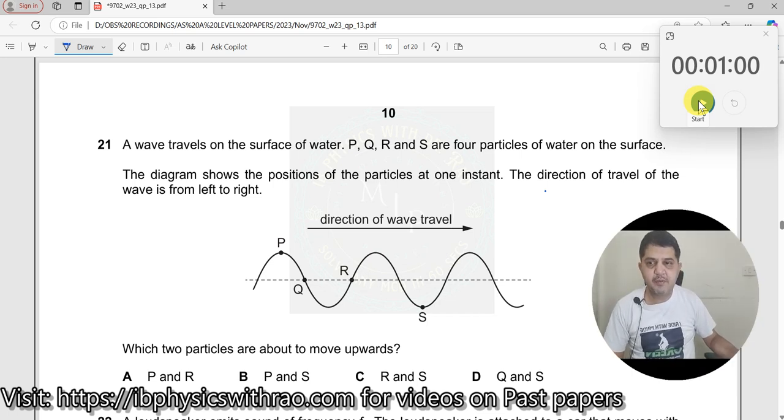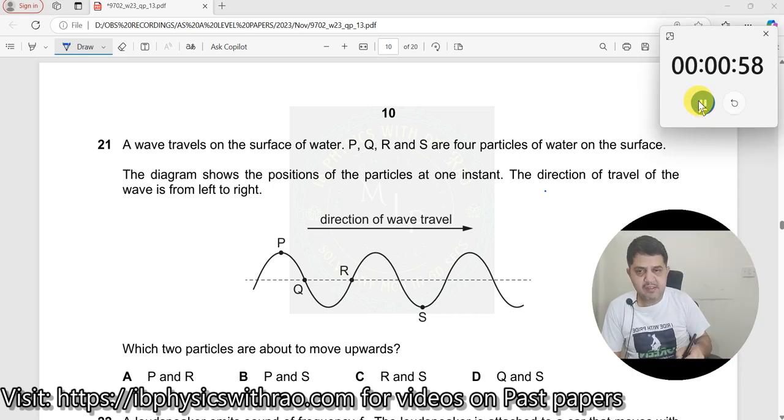Okay, question number 21. A wave travels on the surface of water. P, Q, R, S are four particles of water on the surface. The diagram shows the position of the particles at one instant, at a given instant. What do you mean by this?